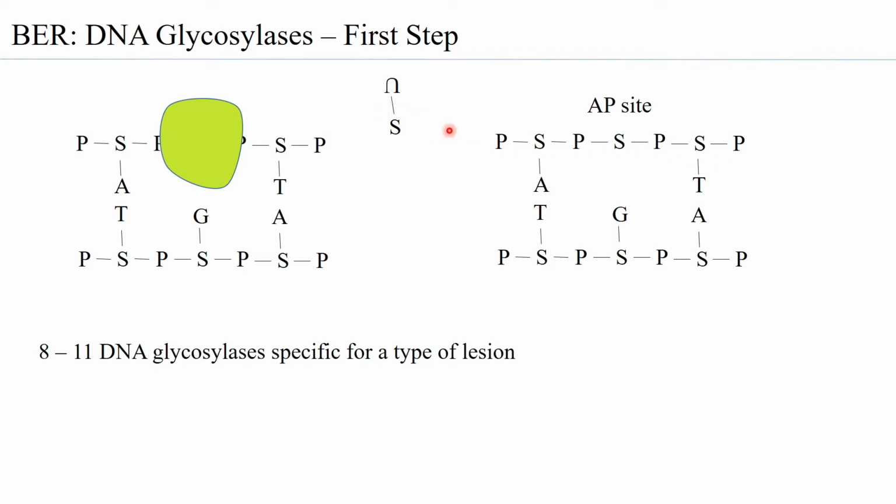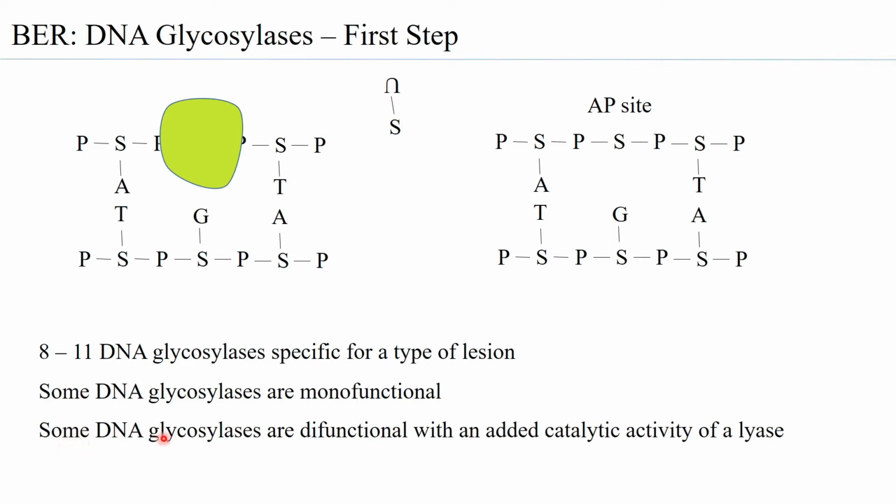So the backbone of the DNA is not affected by the DNA glycosylase, but the base which is wrong is excised out. Another important fact that has been observed is that some DNA glycosylases are monofunctional. Now, what does it mean? It means that it only has the catalytic activity of breaking this glycosidic linkage. What is also found is that some DNA glycosylases are bifunctional, which means that apart from the glycosylase activity, they have an added catalytic activity of a lyase.